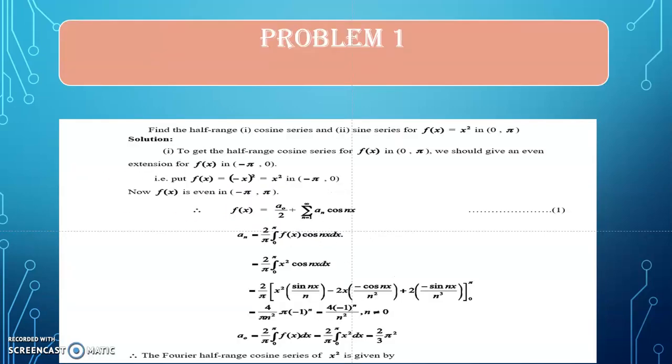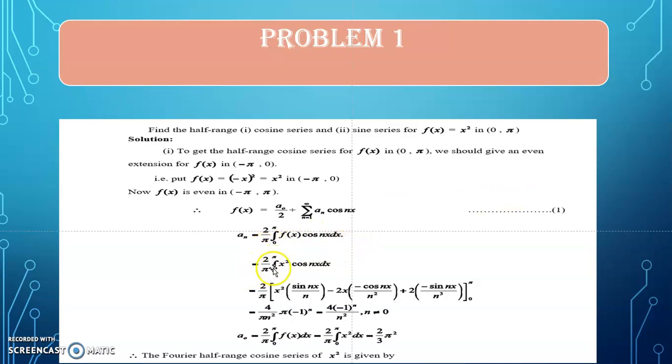Next we are going to see the problem. Find the half range cosine series and sine series for f of x is equal to x square in 0 comma pi. For the half range cosine series, that is an even function only. So for this even function we need to calculate only the a naught value and the a n value. So a n is equal to 2 by pi integral 0 to pi f of x cos nx dx.